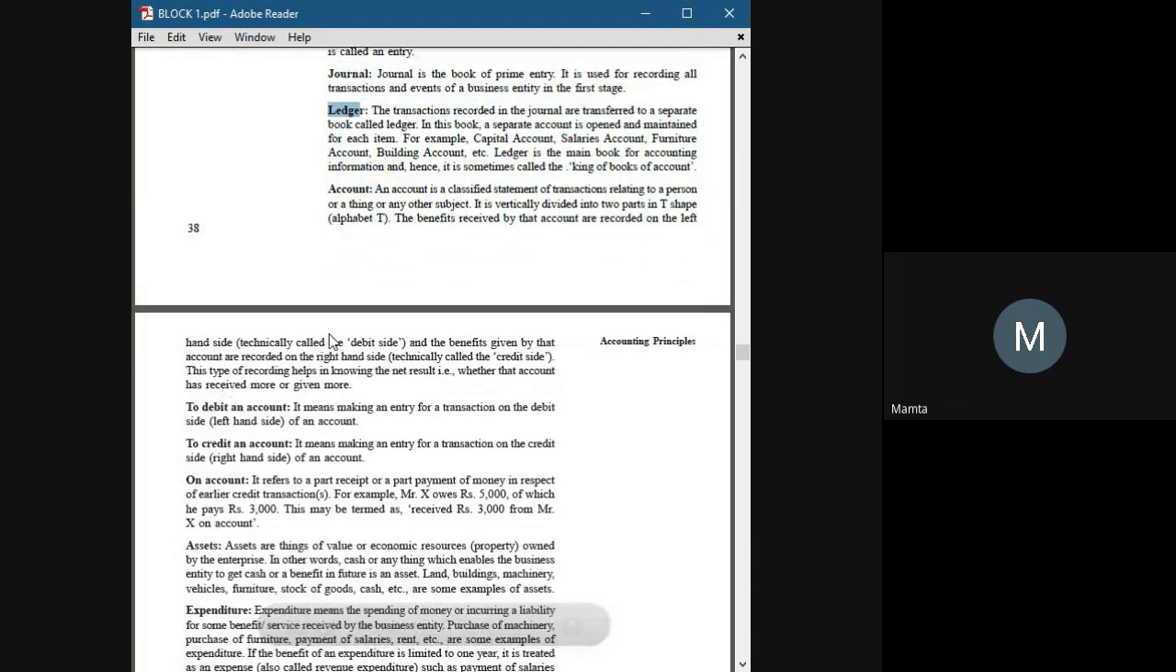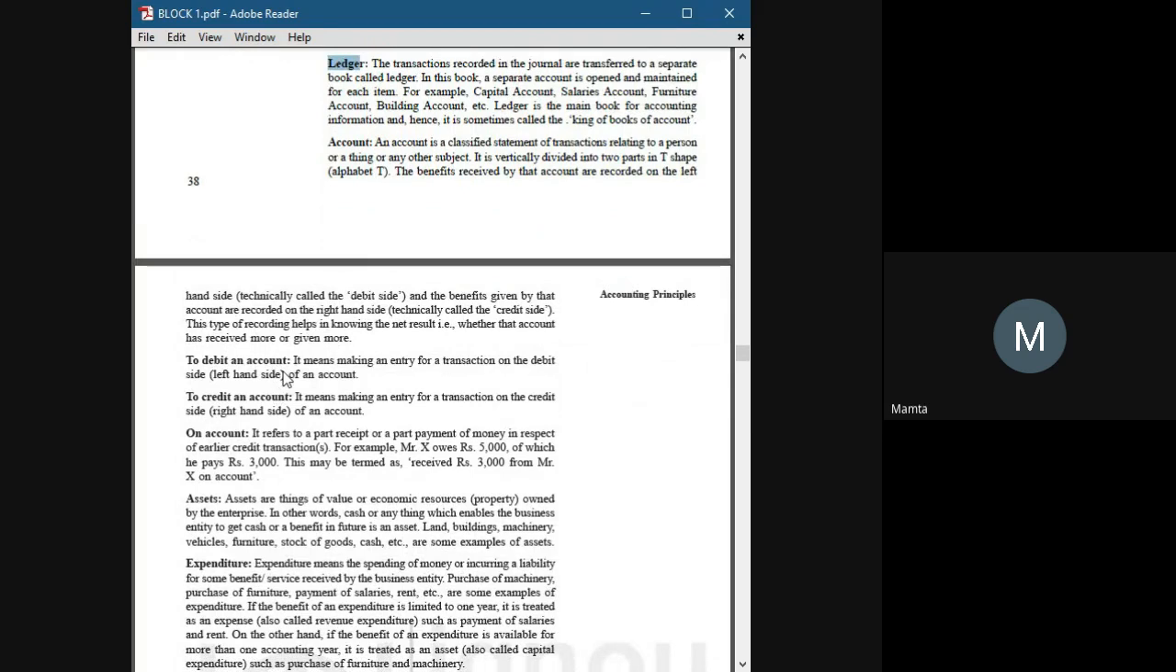To debit an account and to credit an account. When you write an entry on the left side of an account, then it is known as to debit an account. When you transfer an entry on the right side of an account, then it is known as to credit an account.